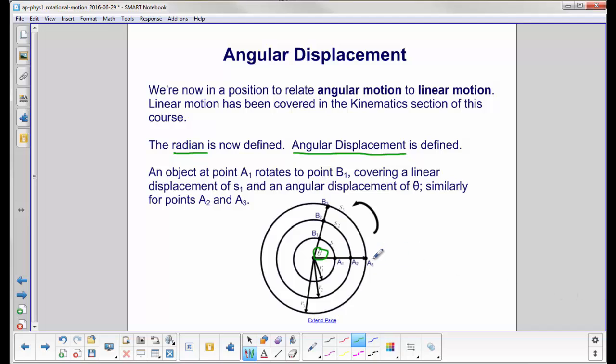The object at point A1 rotates to point B1. It covers a linear displacement of S1, which is going to be measured in meters, and an angular displacement of theta, which will be measured in radians. Same thing for points A2 and A3, but as you can see, even though theta is the same, the arc length increases the further away you get from the center of the axis of rotation or the circle.